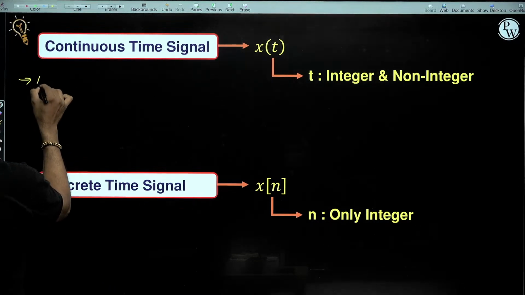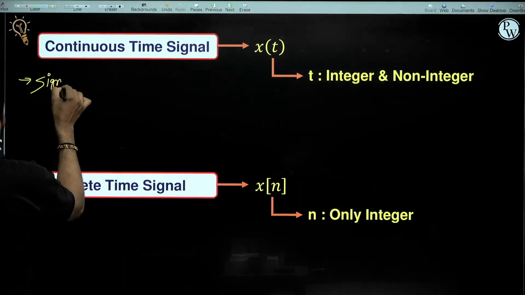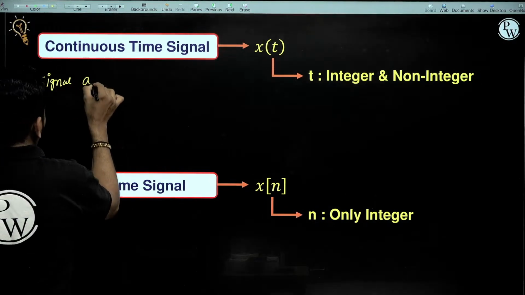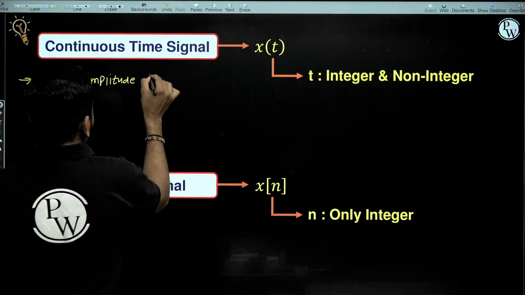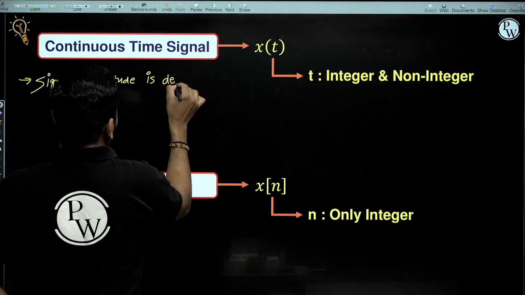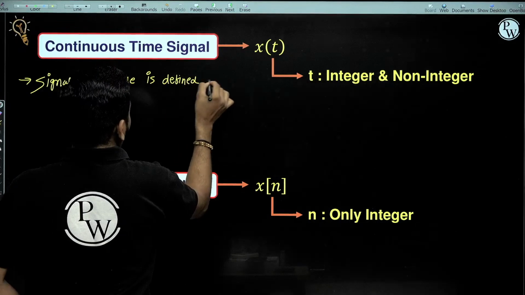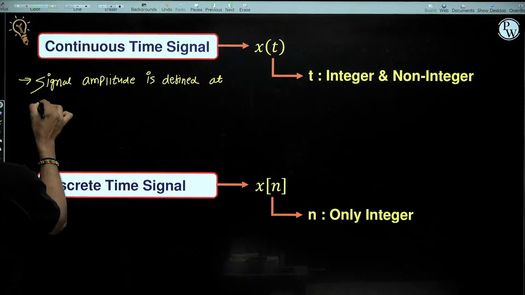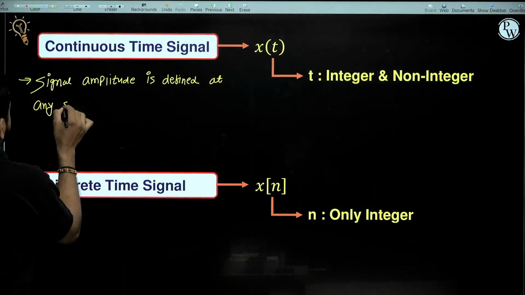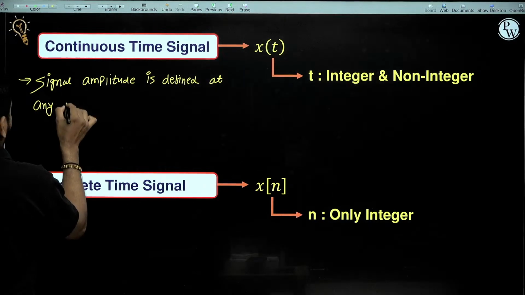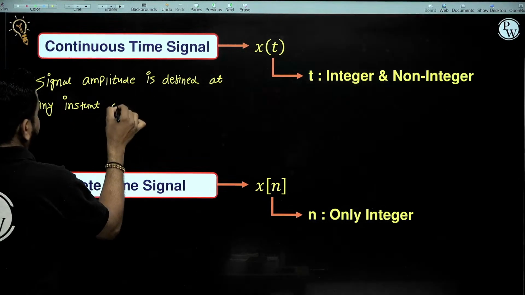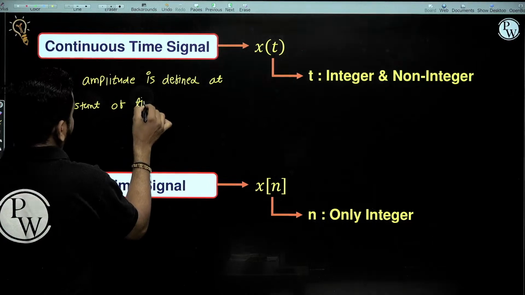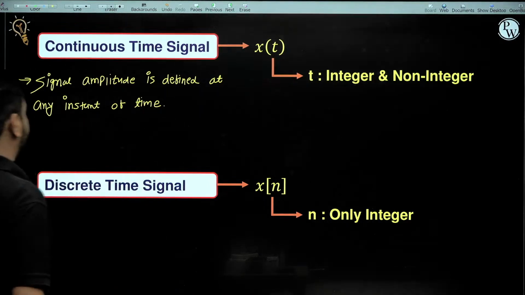Here signal amplitude is defined at any instant of time. This time can be integer or it can be non-integer.